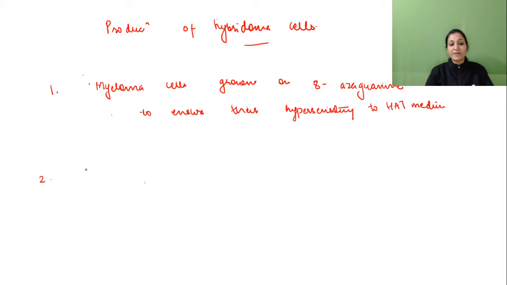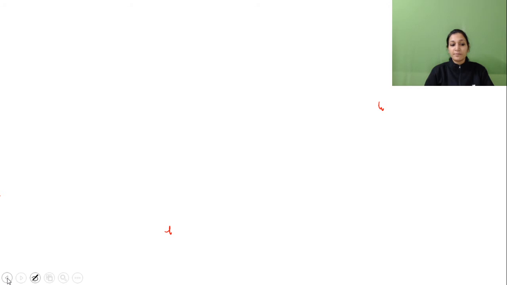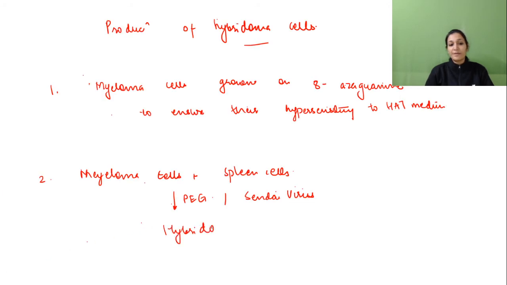After that, cells are fused, that is the myeloma cells plus spleen cells. They will be fused in polyethylene glycol, and sometimes a Sendai virus mediated method is also used. So the polyethylene glycol mediated method or Sendai virus mediated method is used for fusion, and there will be production of hybridoma cells. Though the most likely method is the chemical method, that is polyethylene glycol mediated, and then production of hybridoma cells will occur.